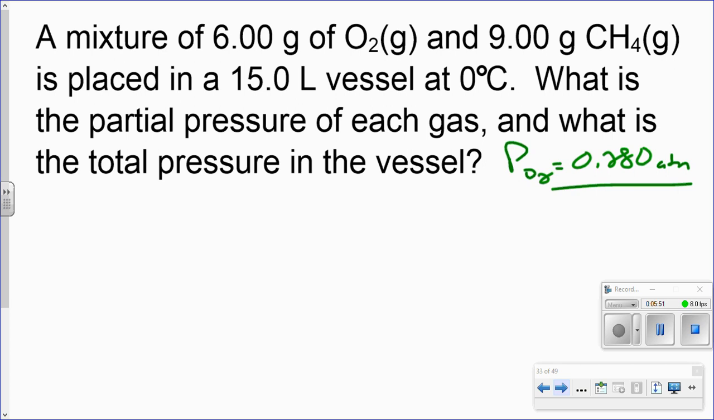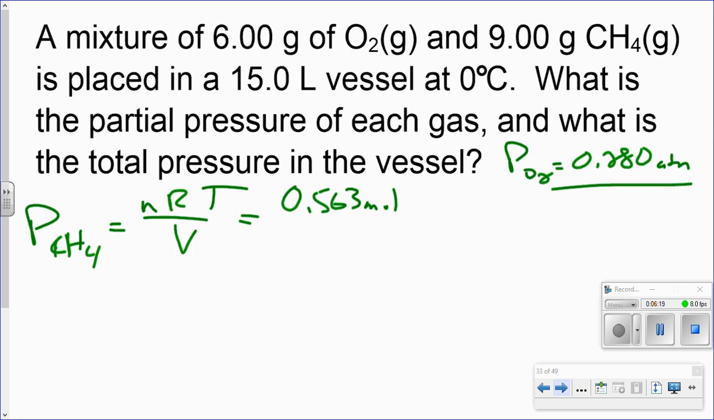So let's move on to CH4, which is exactly the same process. So the pressure of the CH4 is equal to nRT over V, and we're going to take the 9 grams of CH4 and divide that by the molar mass, which is 16 grams per mole. So 9 divided by 16 is 0.563 moles, times 0.0821 liters atmospheres over kmol. I'm being a little sloppy here, sorry about that. Times the temperature. Again, it's under the same temperature.